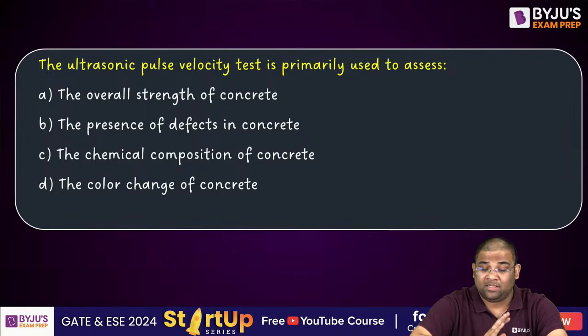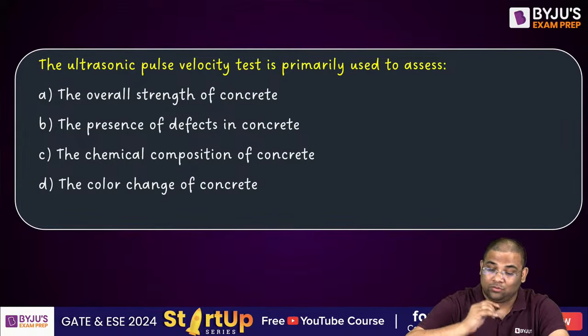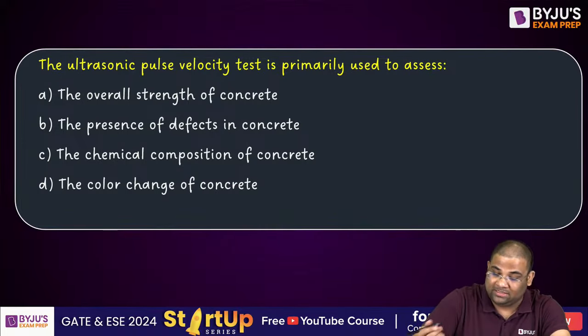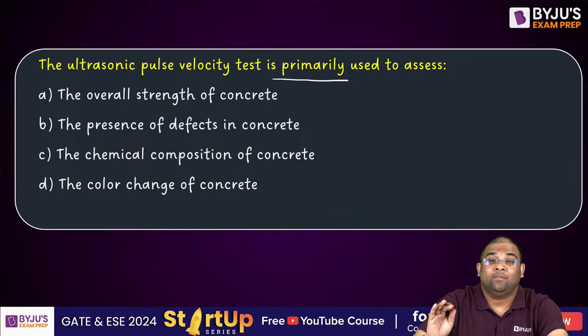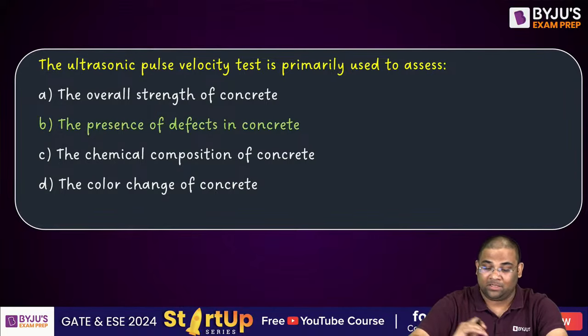Okay, now answer this. The ultrasonic pulse velocity test is primarily used for what? So see, other options are also partially correct. But what is the main, the prime reason? Here also the answer is presence of defects. Defects will change the pulse velocity. Defects or quality. Quality is decided over defects. So that changes the pulse velocity.